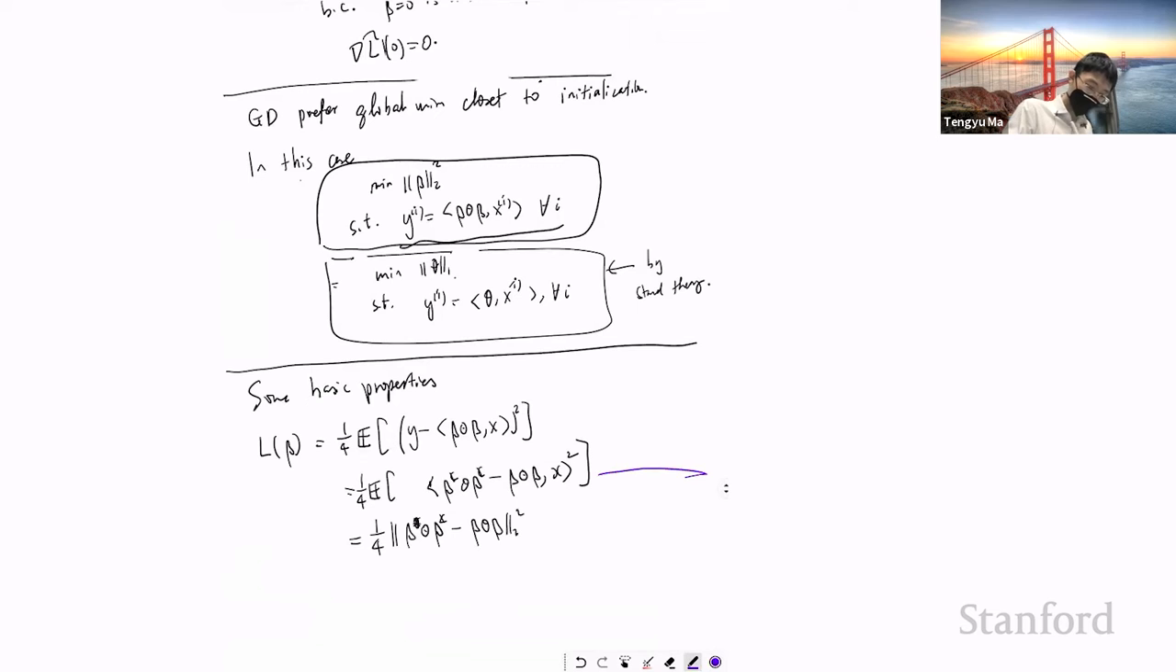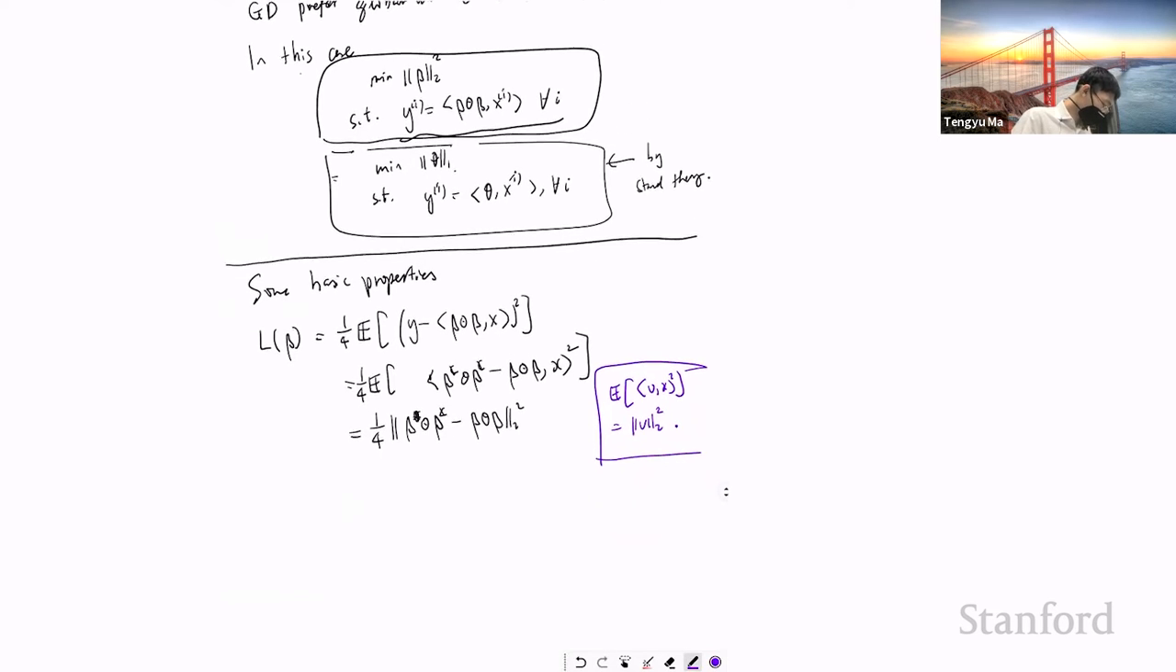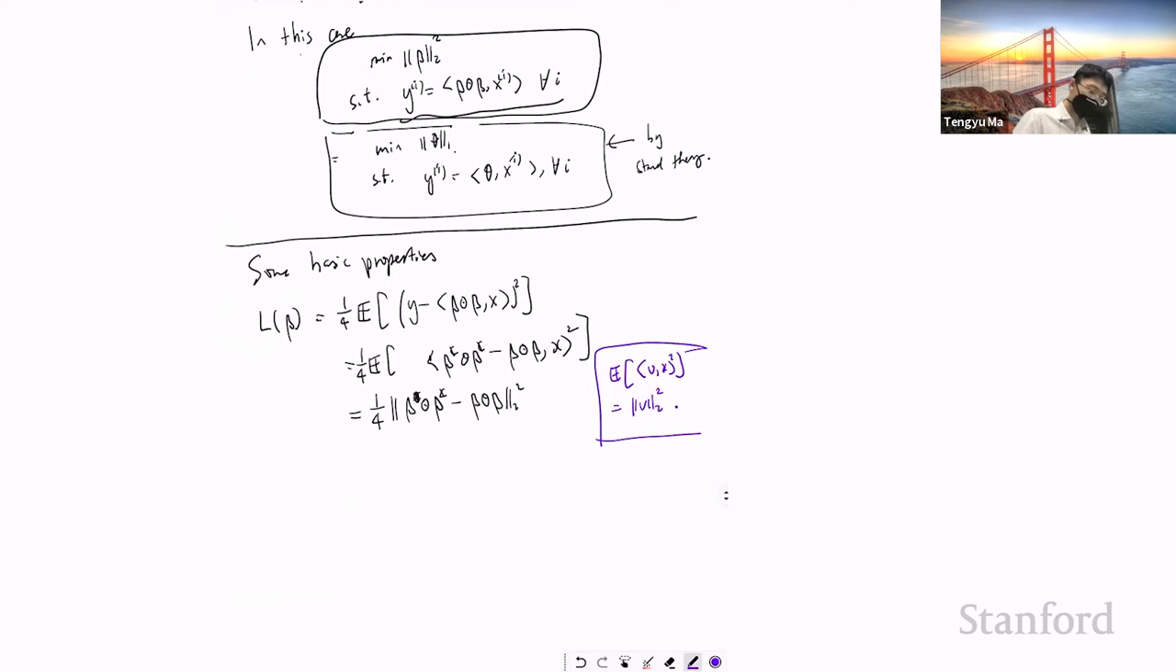This is just because the expectation of some vector v times x squared, if x is Gaussian, equals the norm of v squared. So, I'm going to claim the following: you're going to have uniform convergence for sparse beta.